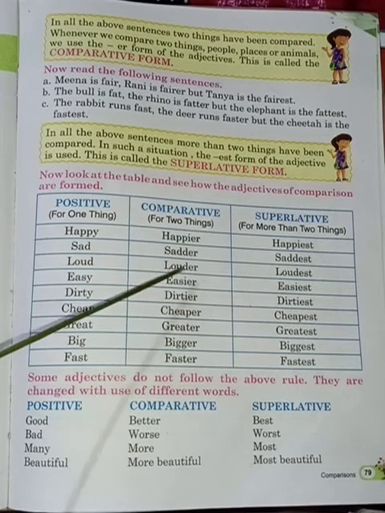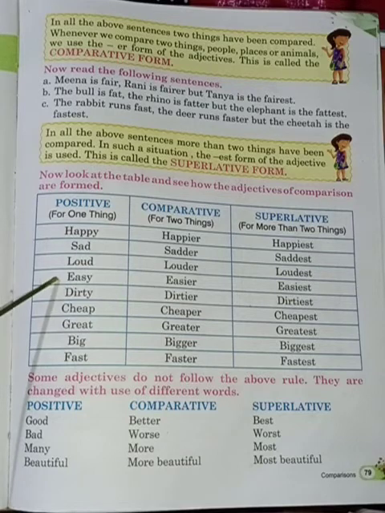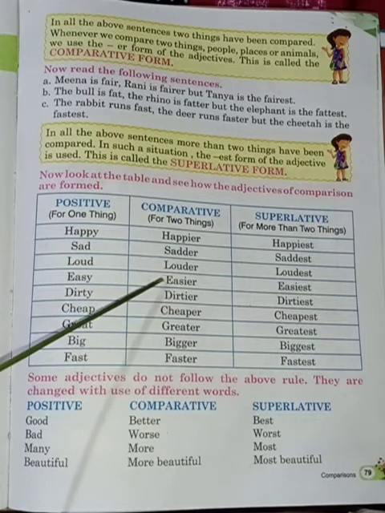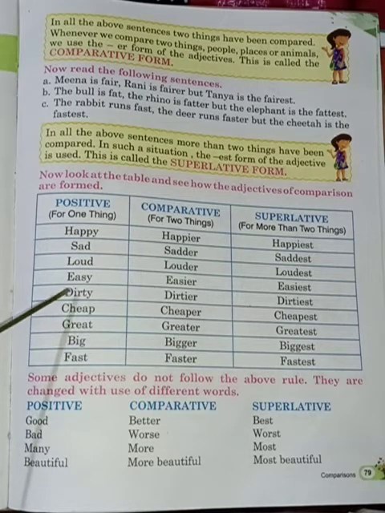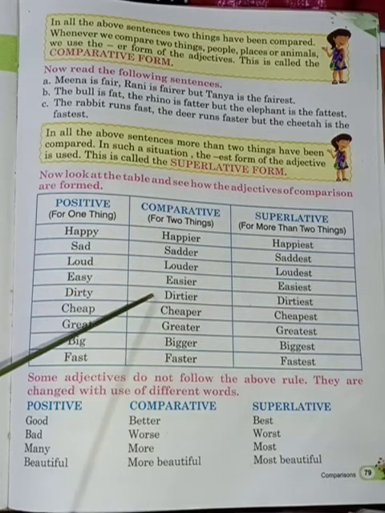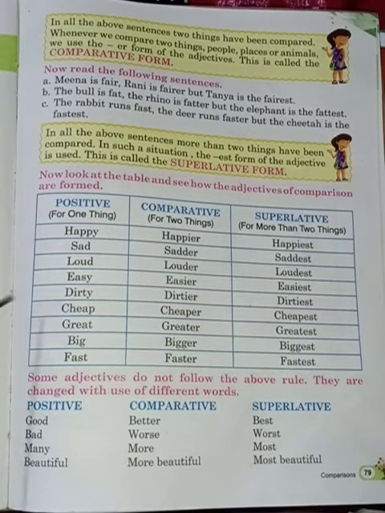Comparative, louder. Then superlative, loudest. Next, positive, easy means आसान. Comparative, easier. Superlative, easiest. Next, positive, dirty means ganda या मैला. Comparative, dirtier. Then superlative, dirtiest. Next, positive, cheap means सस्ता. Comparative, cheaper. Then superlative, cheapest.